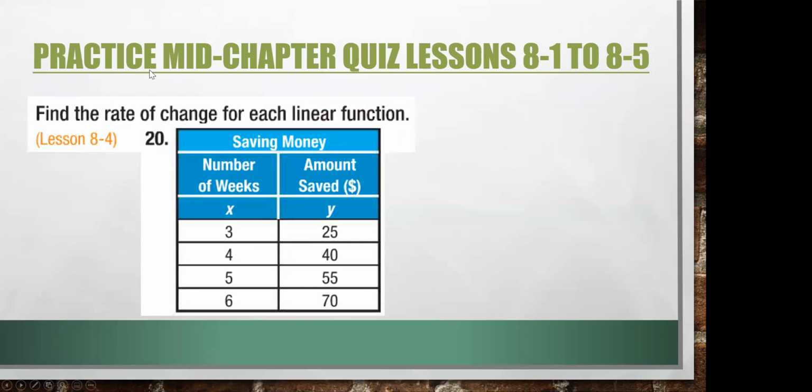So it says to find the rate of change for each linear function. Here's our y value, the amount saved is our y value. So we want to find the change in the amount saved, and we're going to put that over the change of the x value, which is the number of weeks. So, change in number of weeks.